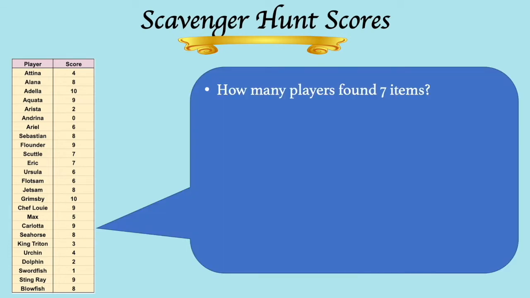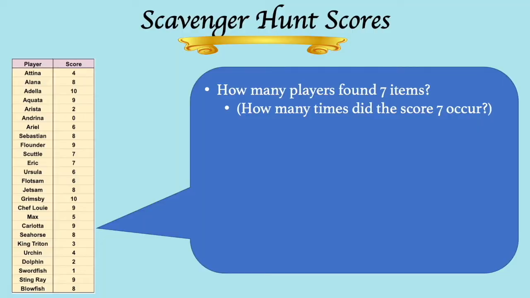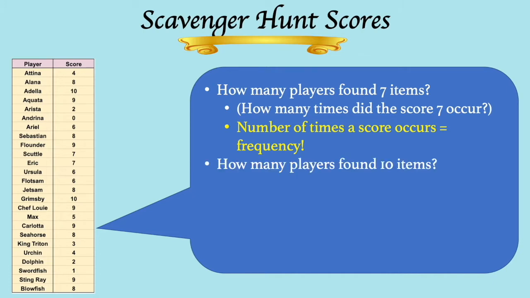How many players found 7 items? So what we would do is we would have to look down the column of the score and count how many people found 7 items. Let's try it and see what we get. According to my counting, it looks like only 2 people found 7 items. Is that what you got? So in other words, how many times did the score 7 occur? The number of times the score occurs is the same thing as its frequency. So we could say the frequency of the score 7 is 2 because it happened only 2 times.